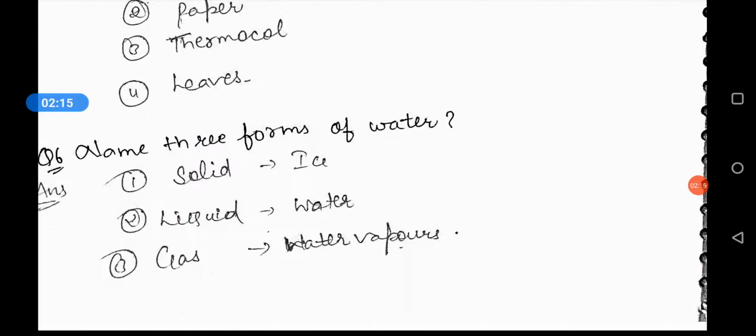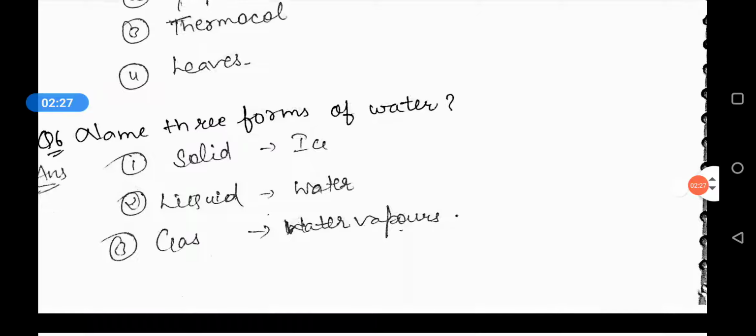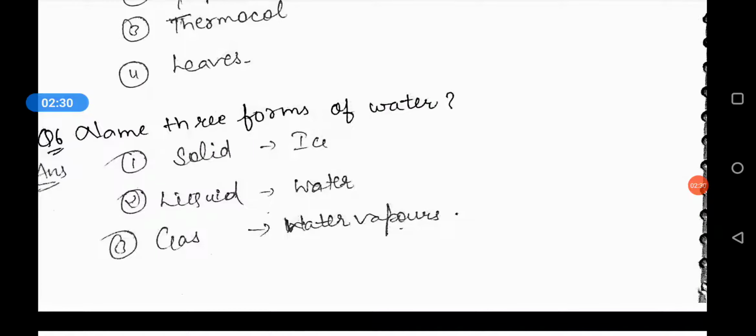Now move to question number 6. Name 3 forms of water. So the forms of water are: the water we drink is in the liquid form, and when we put this water in a refrigerator or an ice box, it is converted into ice, and that is the solid form of water. And when we boil the water, it is converted into vapors, that is the gaseous form of water. So there are 3 forms: solid, liquid and gas.